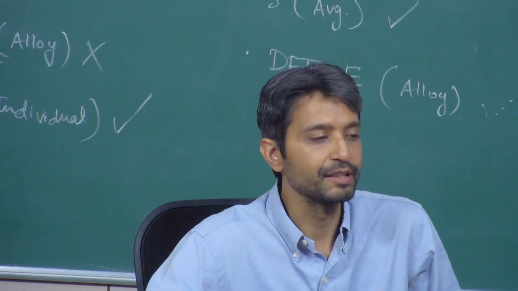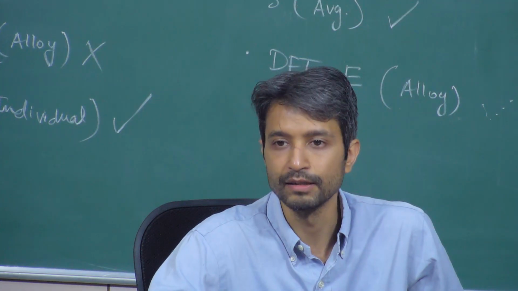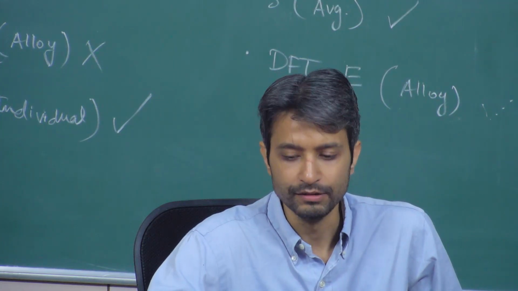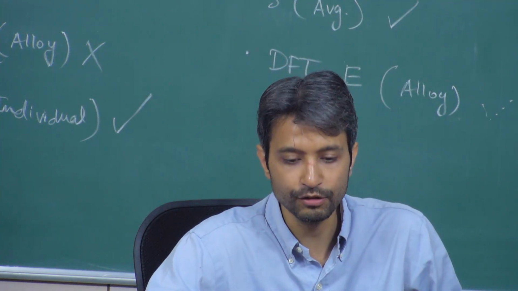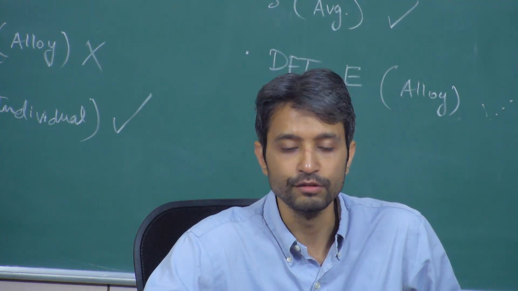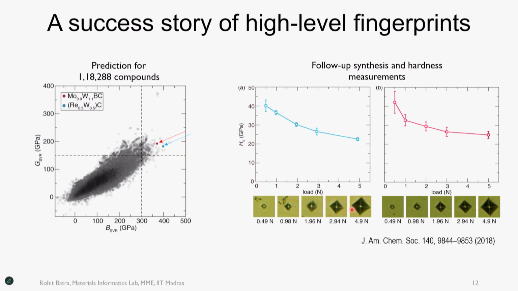So I'm just giving now some examples where people have used these higher level fingerprints to learn properties and so on. Just to give you a flavor of the diversity of things people are doing. This one is on superconductivity, this one is on thermal conductivity, this one is about bulk and shear modulus. So a different range of properties people are learning using a similar concept of models. We'll talk about the limitations of these models later.